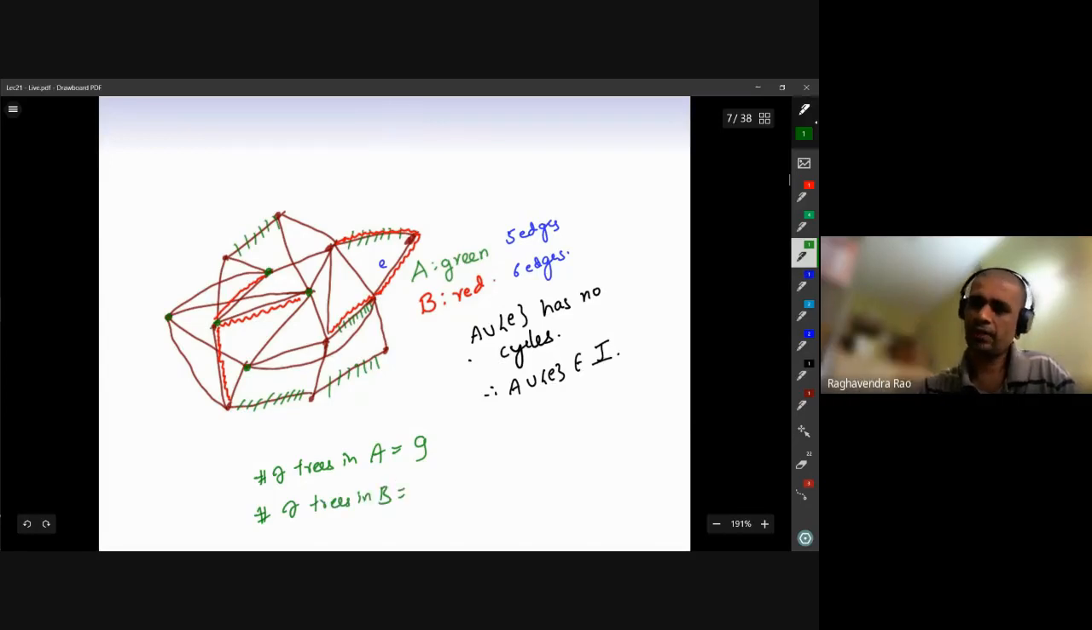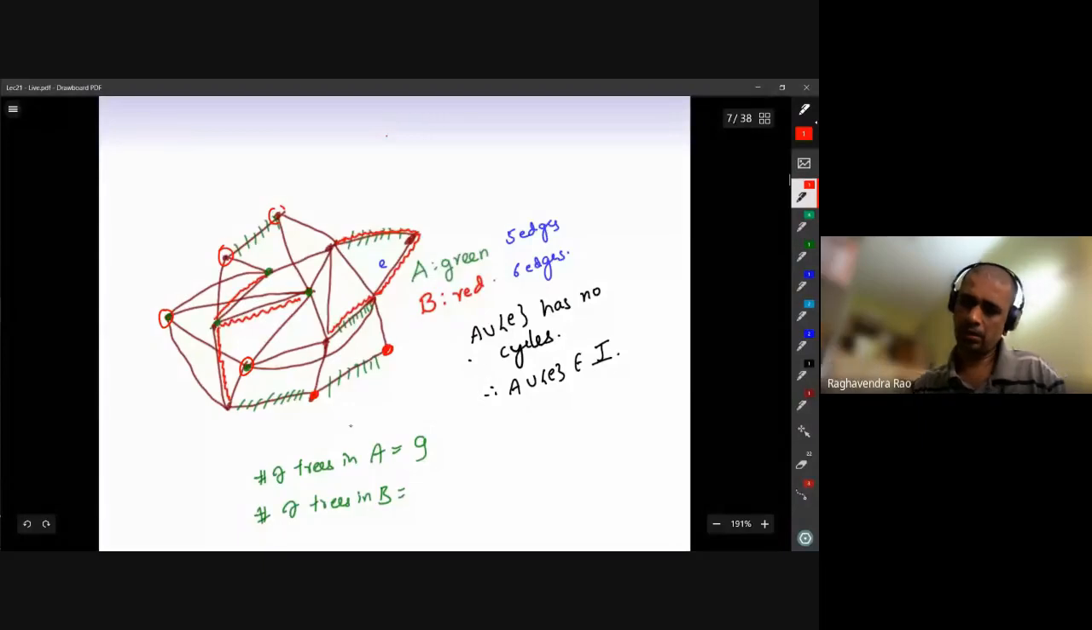So what's the number of trees in B? Let me use the color red. So this is a tree. This is a tree in B. This is a tree in B. This is a tree in B. This is a tree in B. This is a tree in B. Okay. So what is it? 1, 2, 3, 4, 5, 6, 7, 8. Number of trees in B is 8.